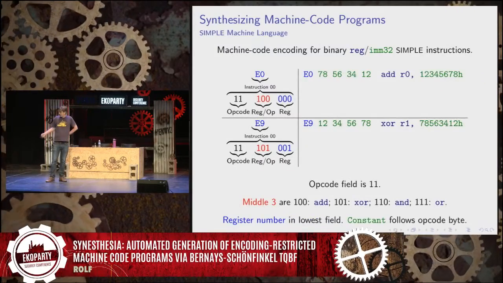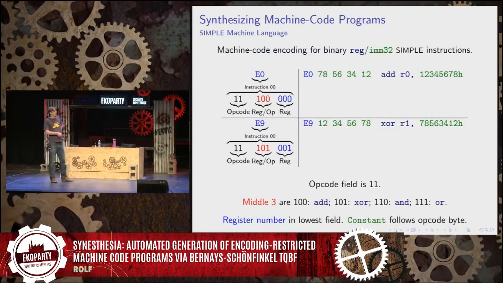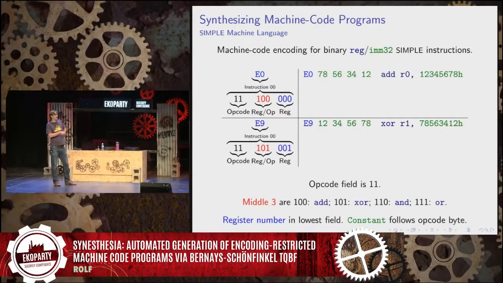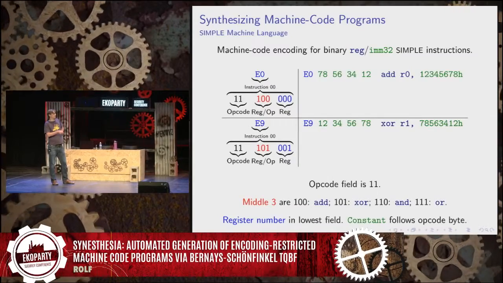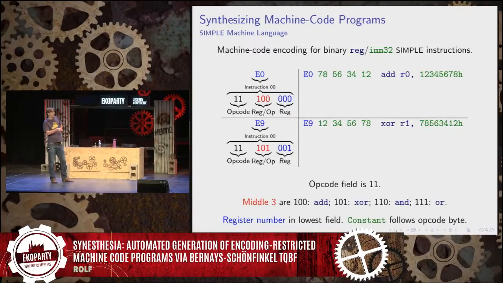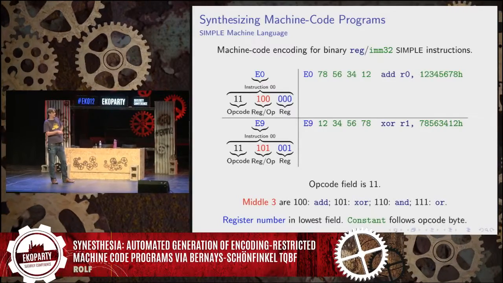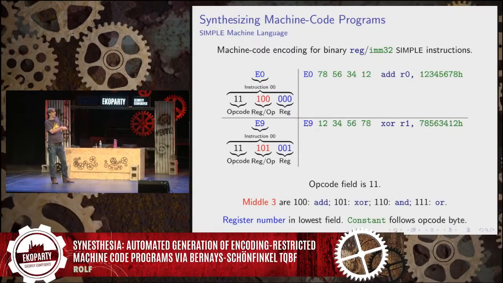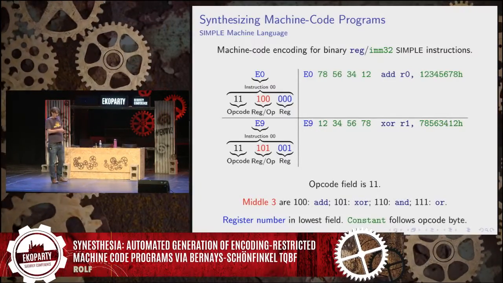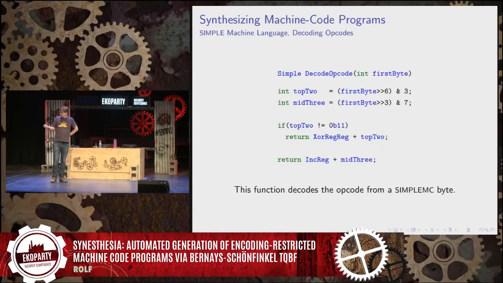And finally, for the instructions that take 32-bit immediate constants, I'll once again just fix the top 2 bits to 1, 1, and then in the reg/op field in the middle, that's going to determine what the operation is. So 1, 0, 0 is going to correspond to add a register by an immediate. 1, 0, 1 is XOR a register by an immediate, and so on for and or. And then the immediate bytes are just going to follow the machine code byte. So that's it. If you didn't follow all those details, don't worry, it doesn't matter. We'll be done with them in 2 slides anyway.